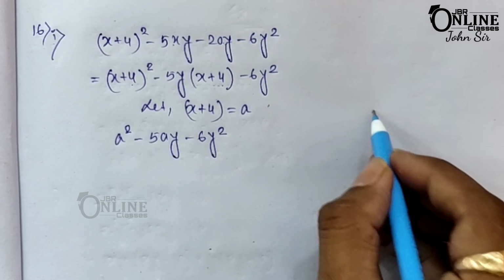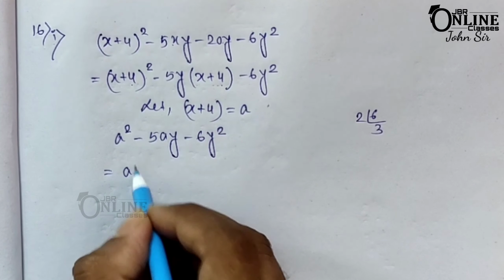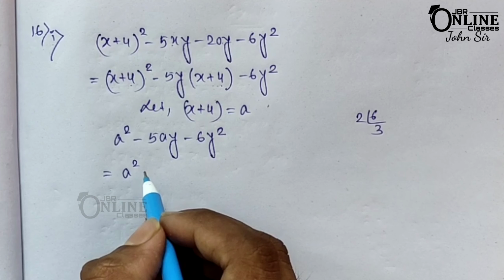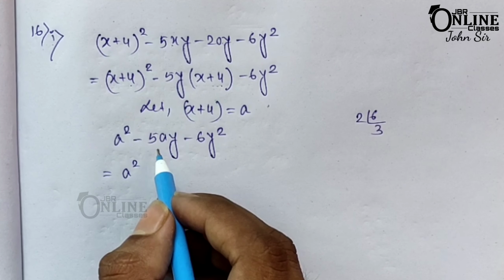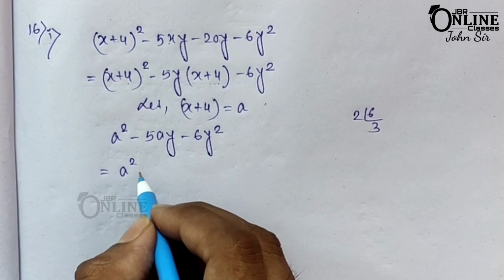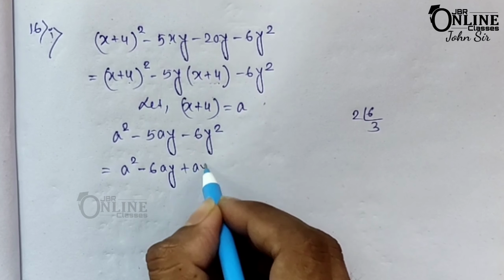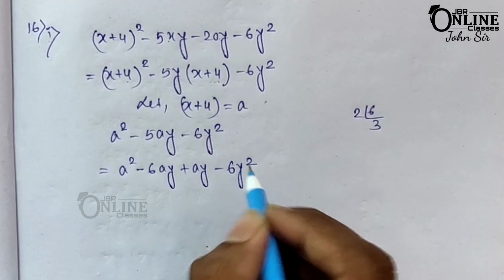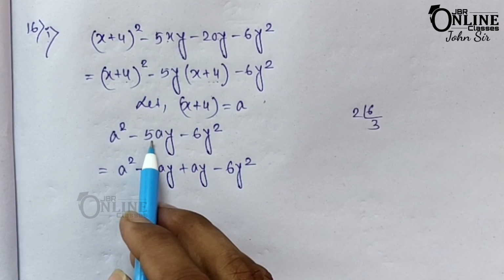Here 6 means 2 and 3. So you can make this 5a with the help of 6 minus 1. So here a square minus 6ay plus ay minus 6y square. Now you can ask me, here 3 plus 2 is also 5.